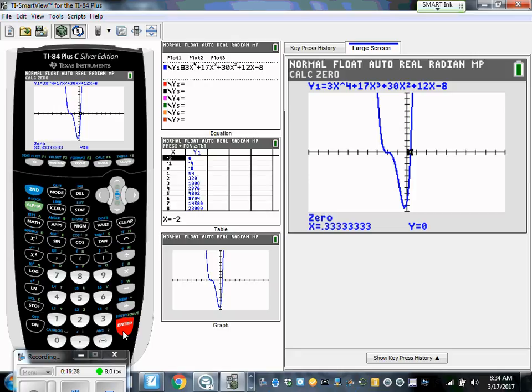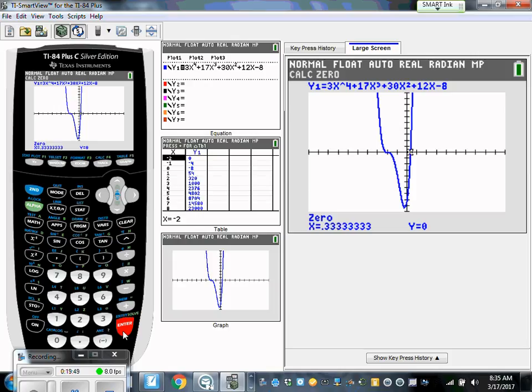Do you have to use this method very often? Not really. Most of them you'll have some nice, pretty ones. But every once in a while, if you forget this and you're like, crap, how do I find the other answer? Could you guess and then try to do synthetic and see if you get a 0 for a remainder? You could. That's how you do it by hand.